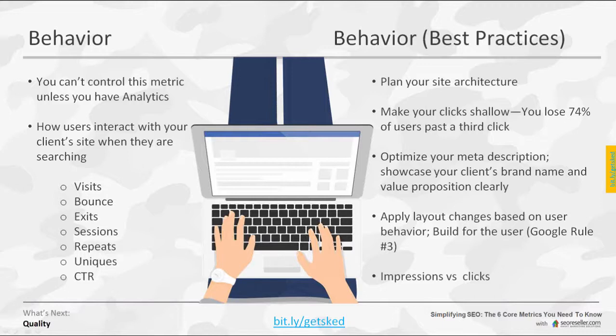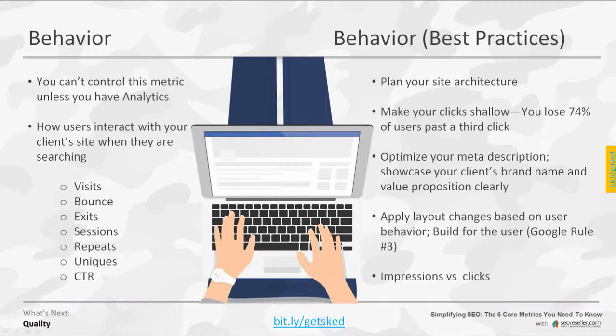And in Google Analytics, your site is measured against several metrics: visits, bounces, exits, sessions, repeats, uniques. CTR, no, not in there. Oh, actually, yes, you do see average CTR inside analytics. Out of all the behavioral metrics, the most important one is CTR, because CTR happens at the SERP level. It happens at the search level. It doesn't even happen inside the site.